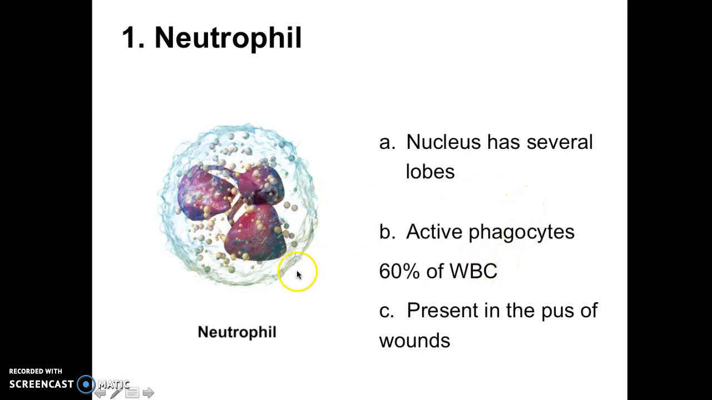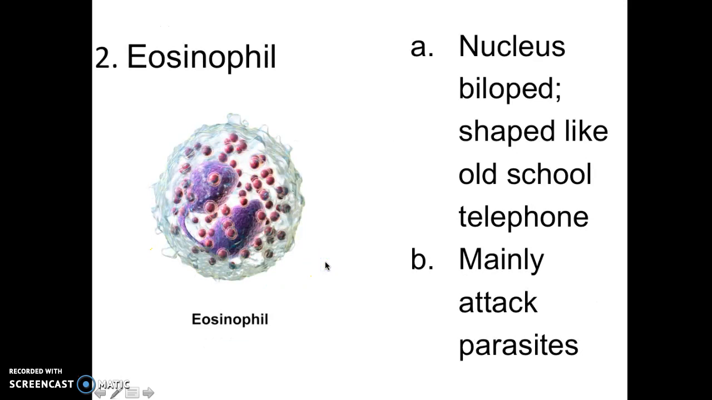Active phagocytes, 60% are white blood cells, and then we saw that earlier, and it's present in the pus of wounds. So anytime you have a cut or an opening, the neutrophil is going to be there, and if it gets to an infection with pus there, that's where a lot of the neutrophils will be.